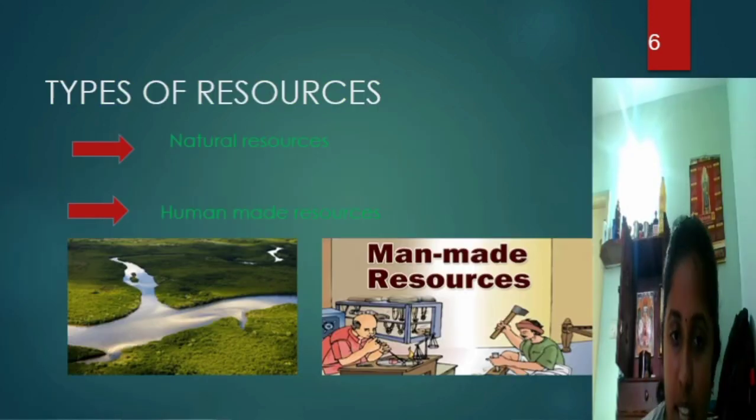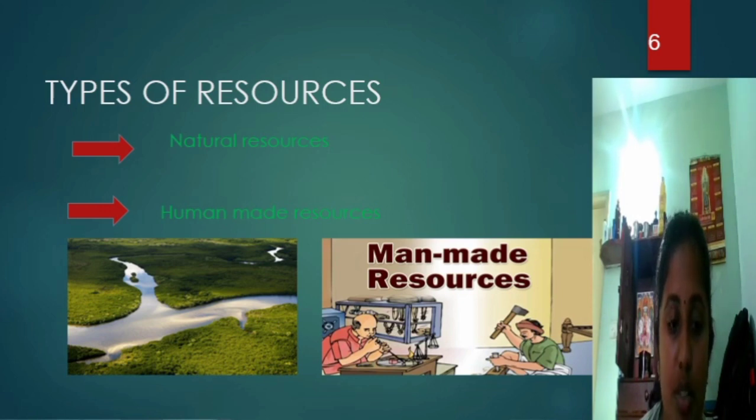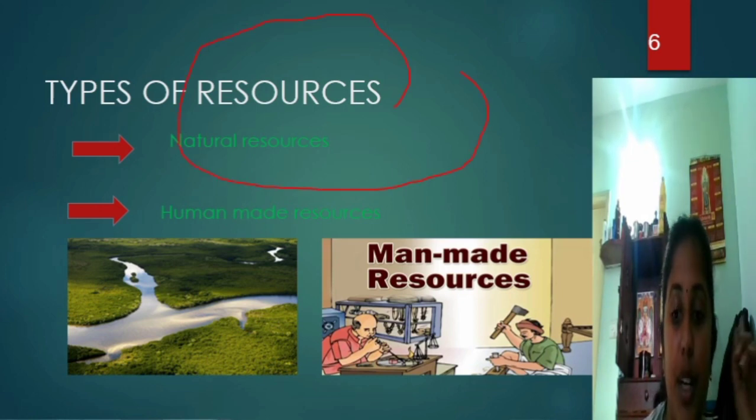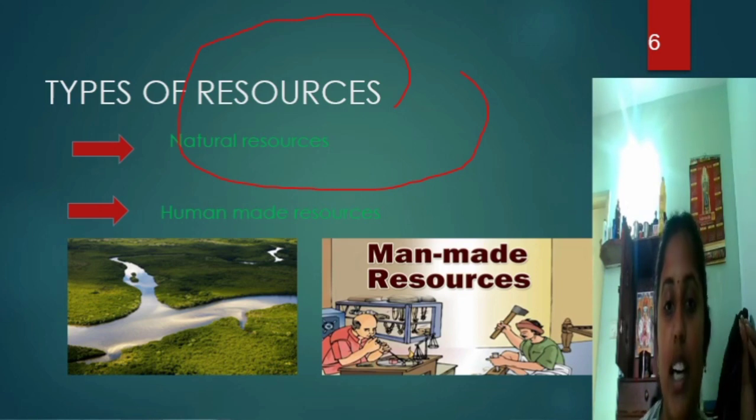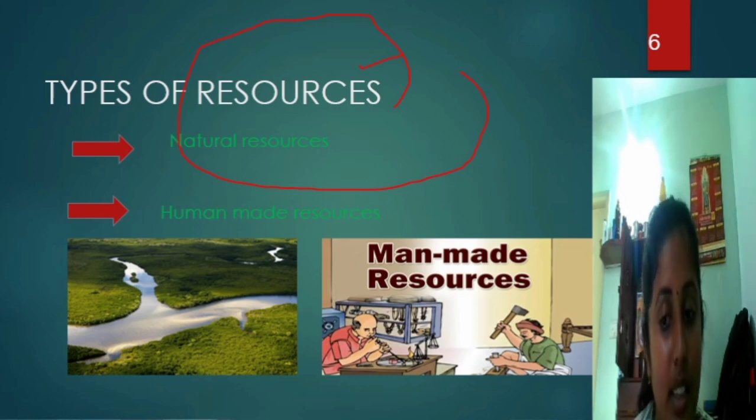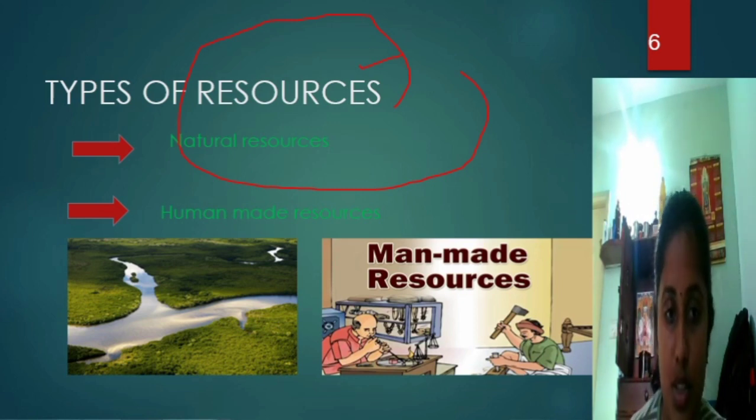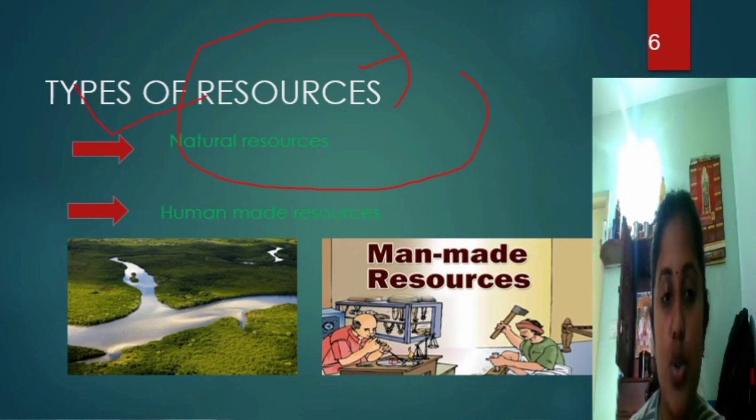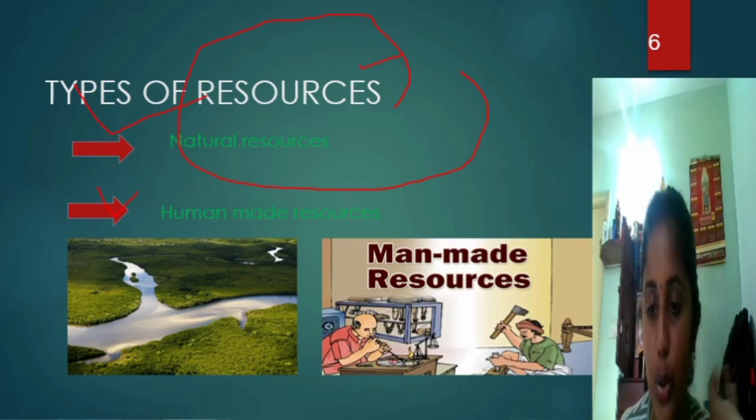Yes. So again, I'm coming to types of resources, students. What are the types of resources? There are two types of resources. You now know what resources are. I'm repeating it again: what is directly available in nature, that is used to satisfy the needs of the people, is called resources. There are two types of resources: one is natural resources and the other is human made resources.